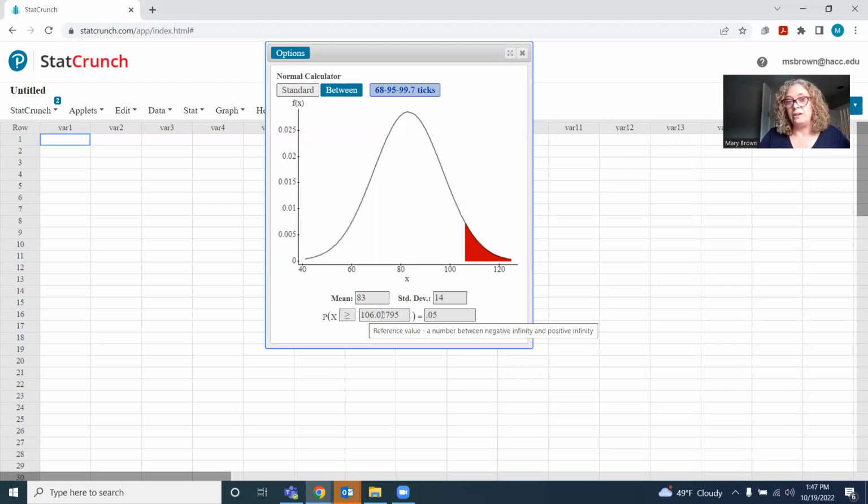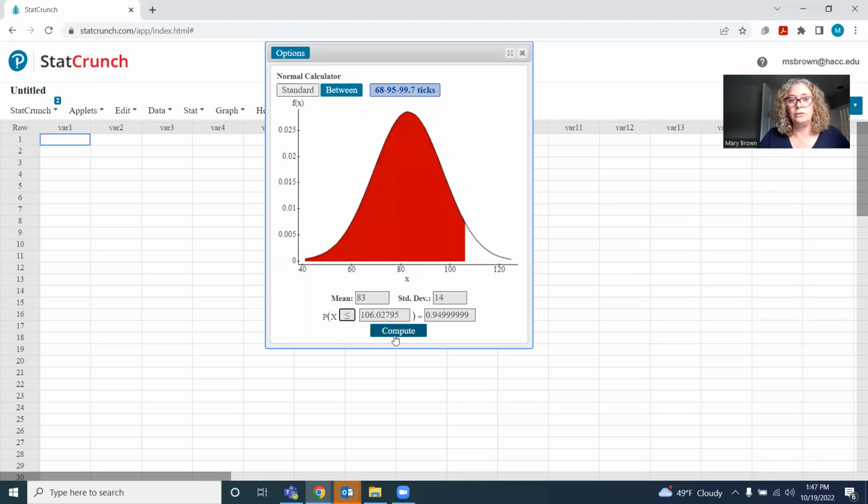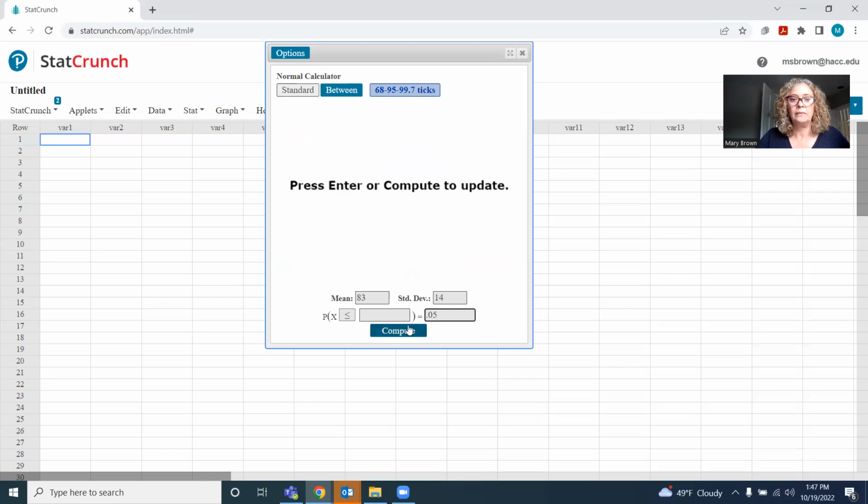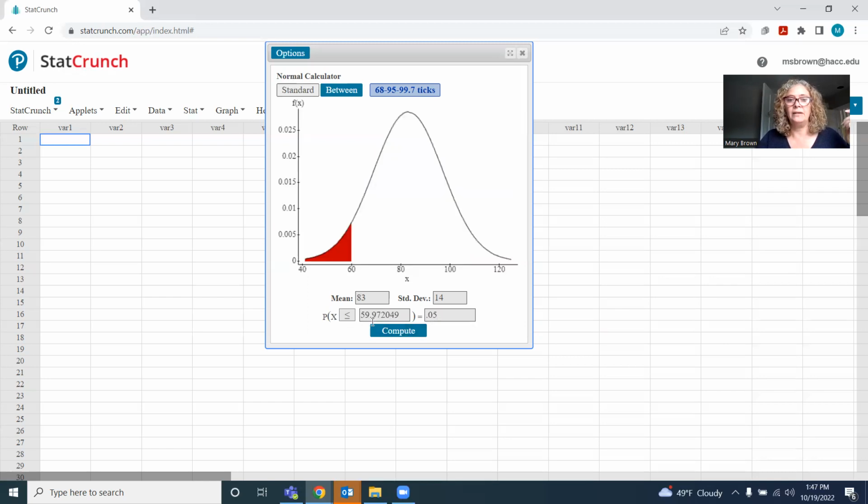Okay, how about the bottom 5%? I would just switch this to less than or equal to and compute with 5% over here. And I find out a 60. 5% of the class has below a 60 in the course. Hope that helped.